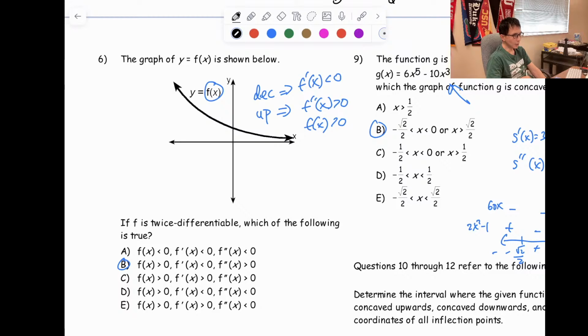All right, so 6. Do you see this is decreasing? So when you annotate, decreasing means f prime x less than 0. Okay, so f prime x is less than 0 because it's going down. F double prime is positive because you see the opening is facing up. So if you draw a tangent line here, it's below, so it's concave up. And you see that f of x is greater than 0. Why is it greater than 0? Because they're above the x-axis. So the answer is B.